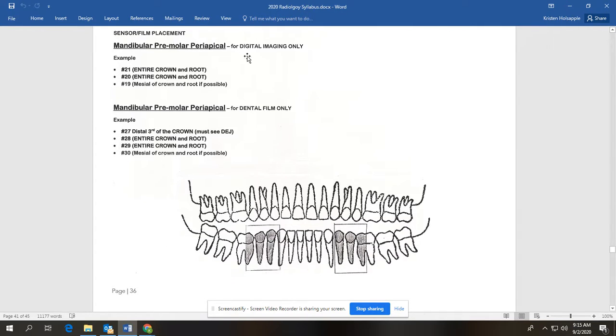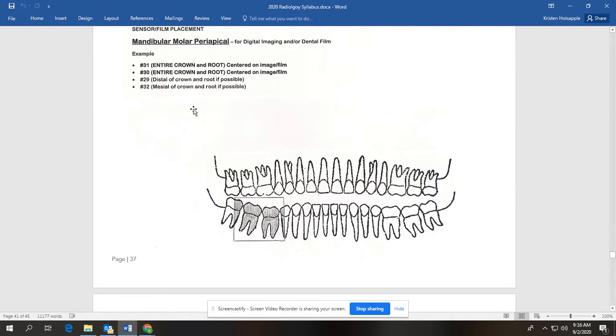We're going to talk about two different things here for the bottom premolar image. If you're doing digital, it is going to look like this side, and you're only going to get the premolars and a little bit of the molar in it. Sometimes you won't even get the entire molar or premolar here. It's because it's a little bit bulkier and a little bit bigger. But if the student is taking film, they must have the distal of the canine and both premolars, crown and root.